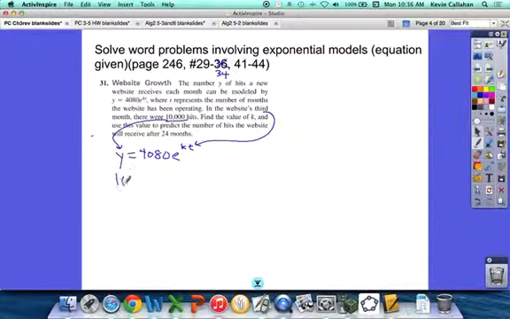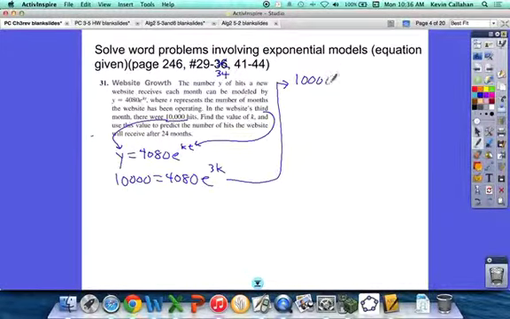So this is 10,000 equals 4080 e to the 3k. Solve for the k. Divide by 4080. So this is 10,000 divided by 4080 equals e to the 3k, which means 3k equals ln of 10,000 over 4080.